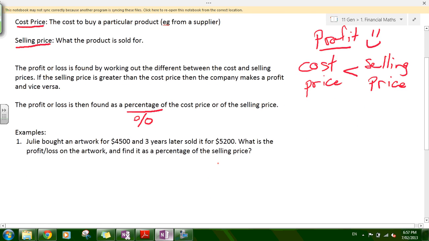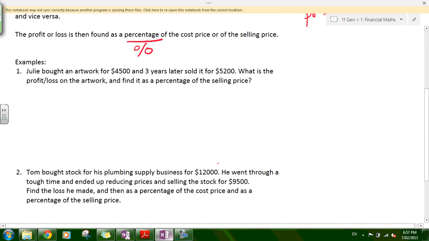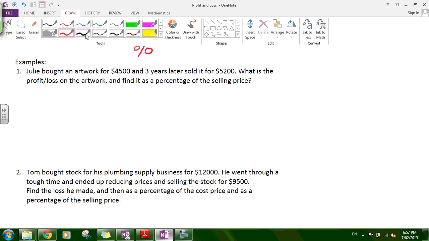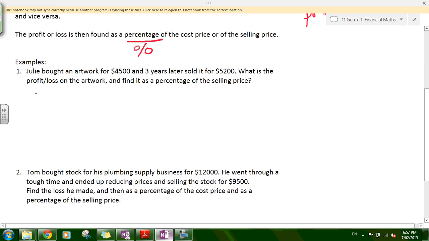So if we move ourselves down here. Remember, these notes are available online, so you can look at them as you go, or you can also write these down and stop the video whenever you like. The first example, let's change the color to black. So Julie bought an artwork for $4,500 and 3 years later sold it for $5,200. What is the profit or loss on the artwork, and find it as a percentage of the selling price?